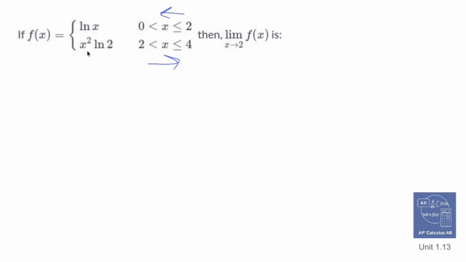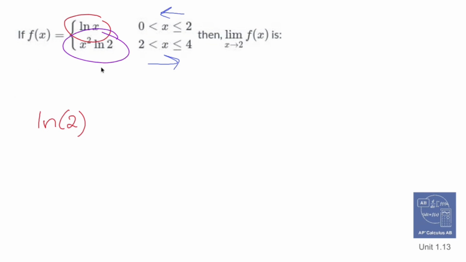So consider this like the left-handed limit, consider this the right-handed limit. If the left-handed limit and the right-handed limit as x approaches 2 are exactly the same, then the limit as x approaches 2 is also going to be that number. So let's find each one. We have ln of x. So if I were to plug in 2, I would get ln of 2. I'm not even going to bother trying to do any math right there.